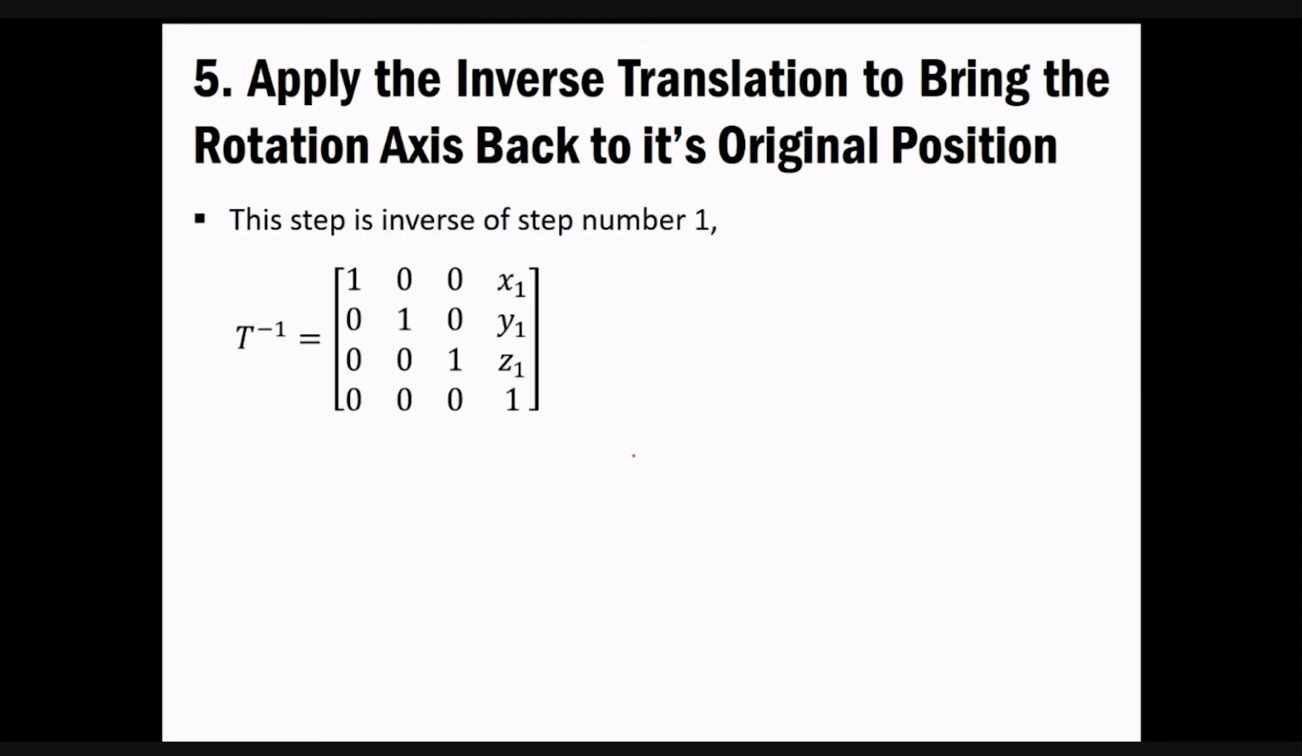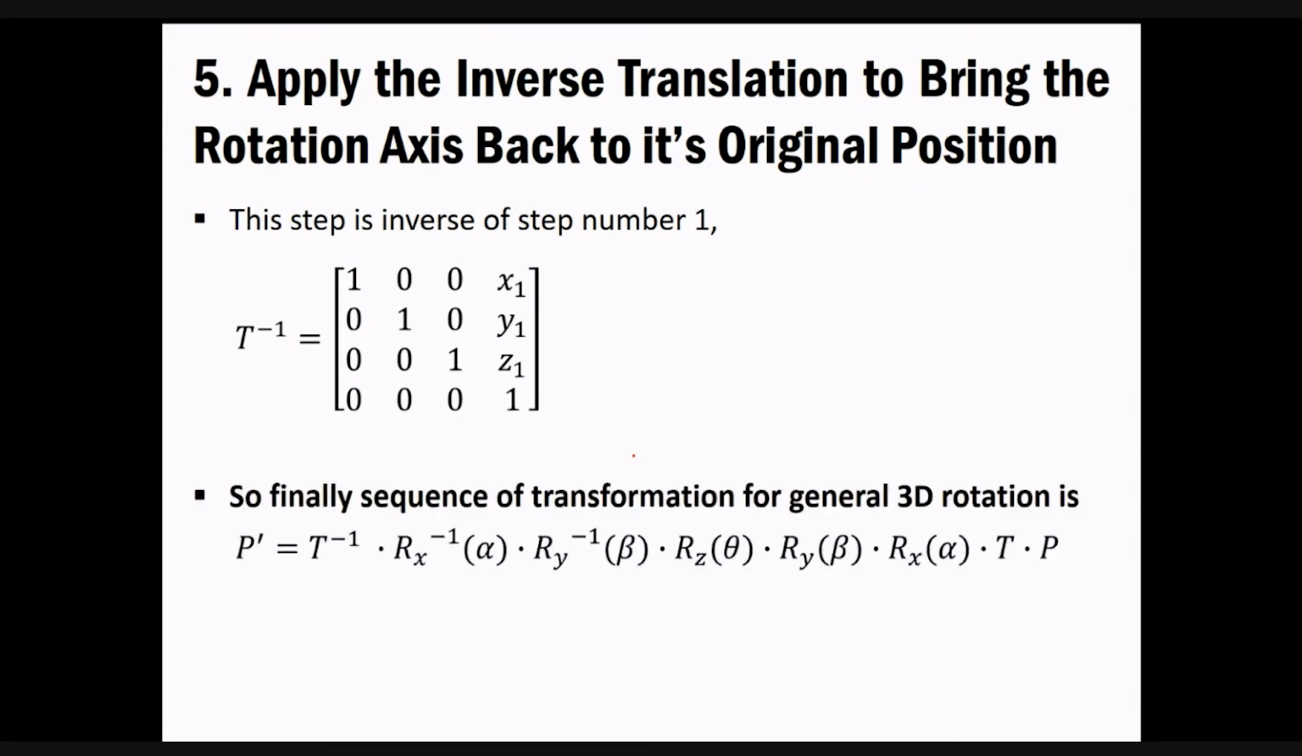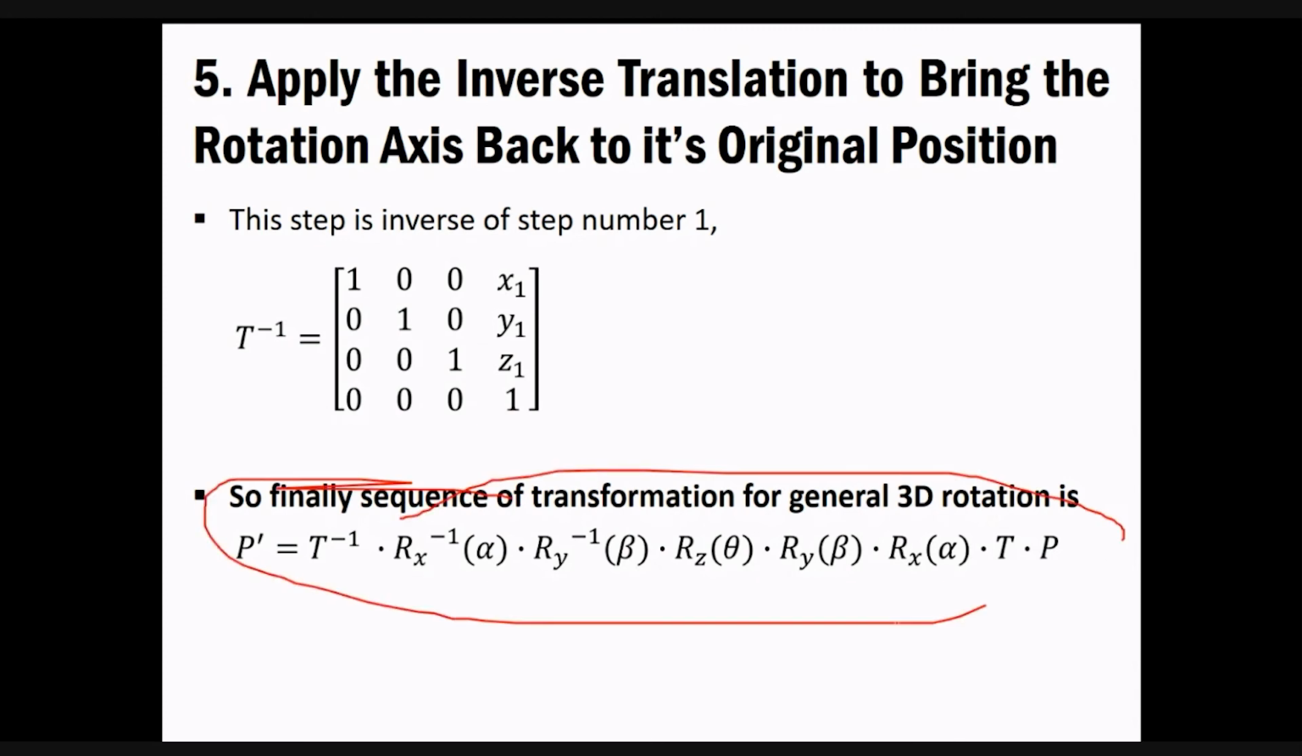Now apply the inverse translation to bring the rotation axis back to its original position. So this step is the inverse of step 1, because now we need to move it back to its original position. So these are the final sequence of transformations for general 3D rotation. These are the things that you need to perform whenever you get any such scenario.